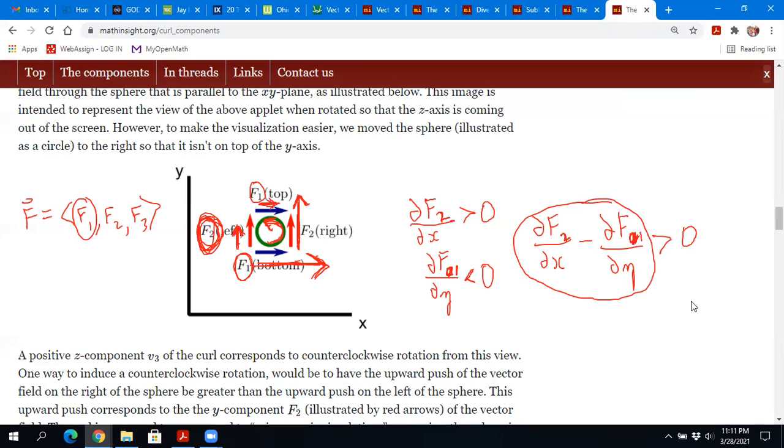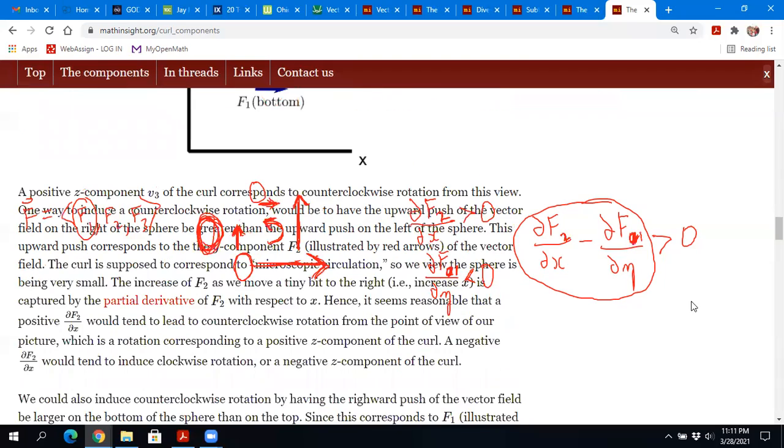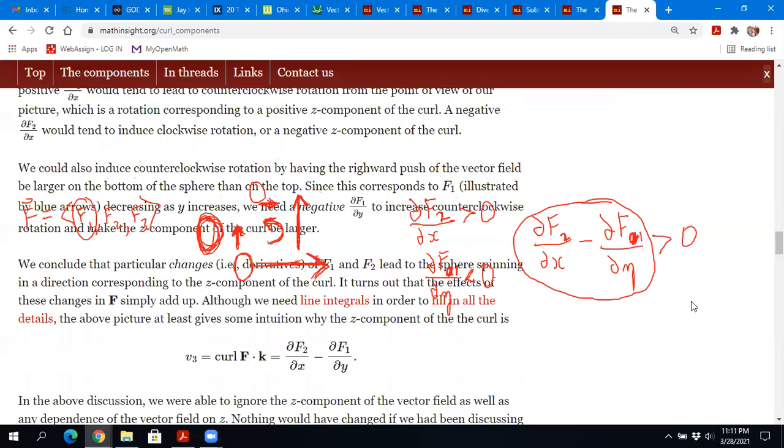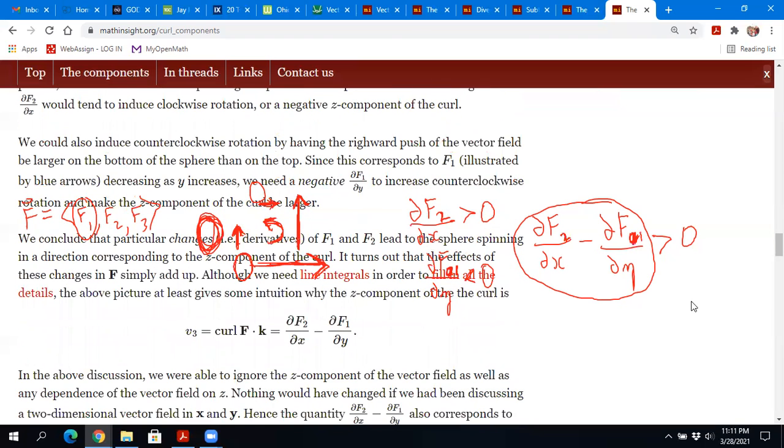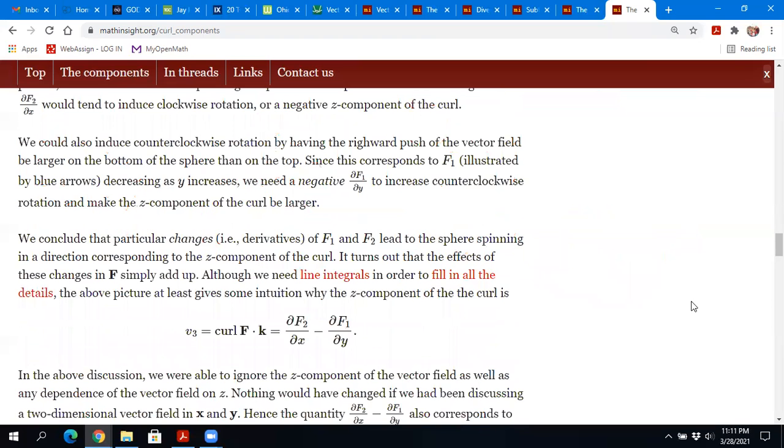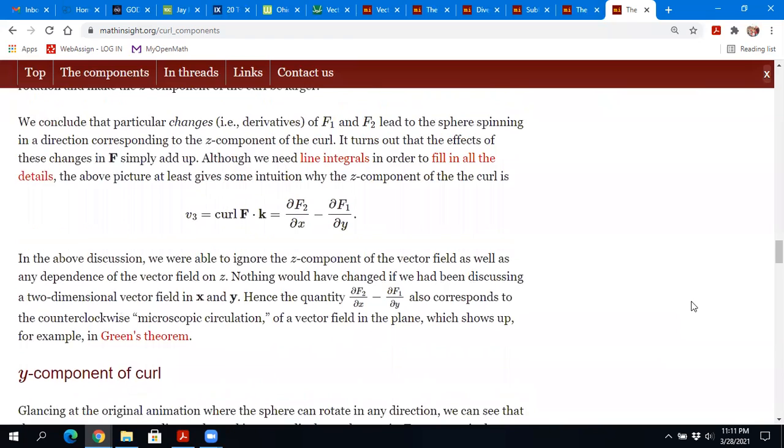But what you're doing is you're watching how those arrows move as Y changes, okay? Which is a little bit confusing. But that's why you end up looking at this difference, the partial derivative of F2 with respect to X minus the partial derivative of F1 with respect to Y. If that's positive, you're gonna have a positive Z component there, okay? And the bigger that is, the more rapid the rotation around that axis, okay?